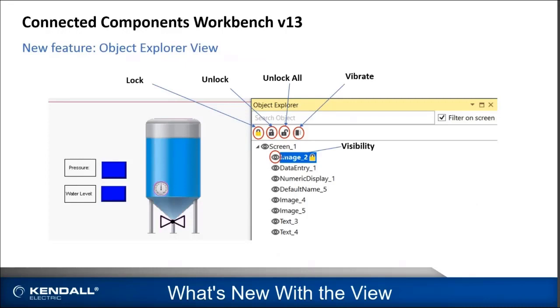There's a new Object Explorer, which makes it easy to navigate some more complicated screens where you might have multiple objects stacked on top of one another. We now have the ability to lock objects in place. We can turn objects on and off to make it easier to see what's going on underneath. There's a new vibrate function, which is great for stacked objects because we can show hidden objects in the back by having it shake back and forth.